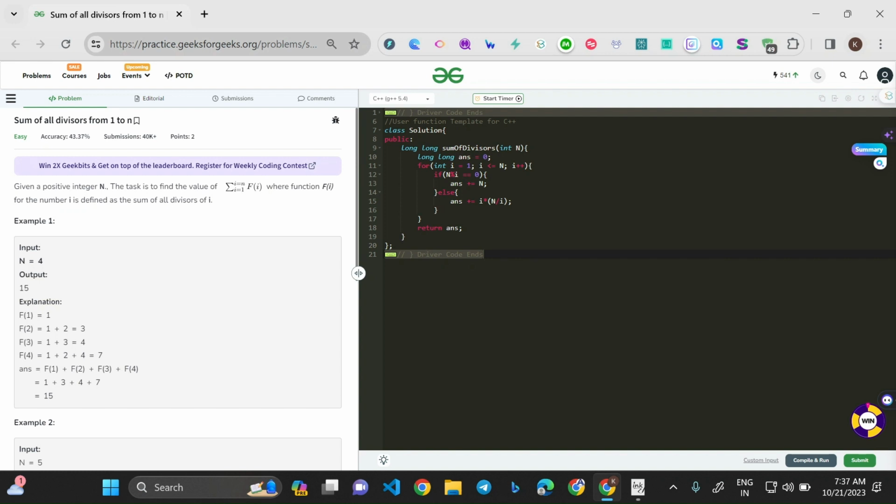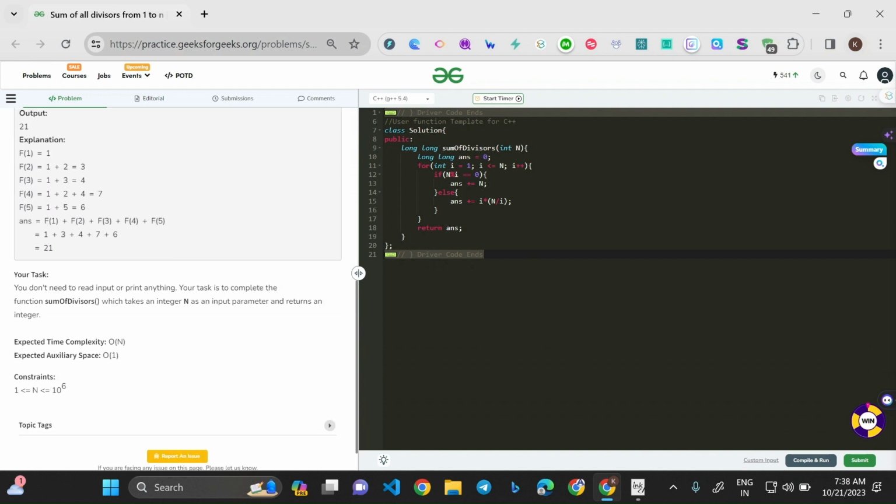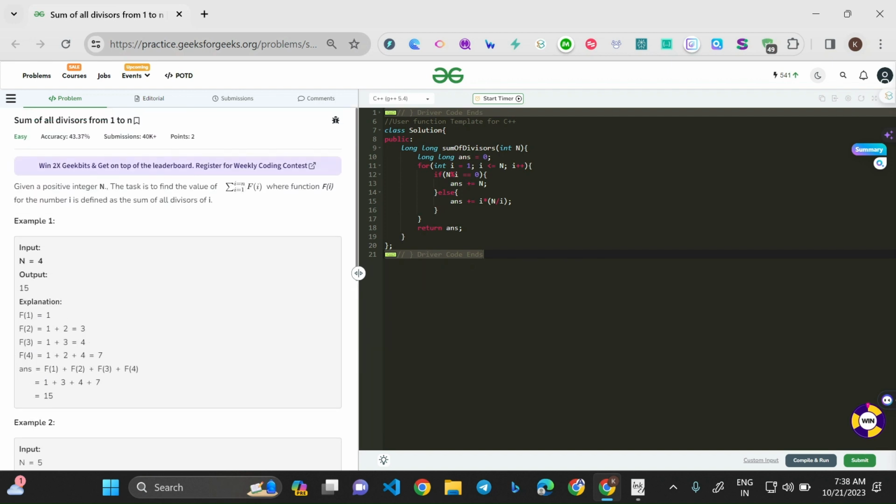So that's pretty straightforward. There are even examples given to us, and the expected time complexity is O of n and the auxiliary space is O of 1. So it's better if you don't use any data structure and complete this in one iteration, O of n. You can even see the code on the compiler.